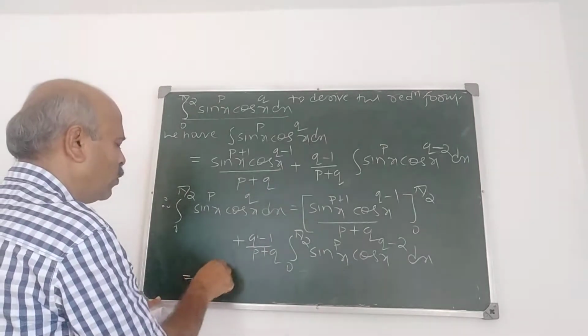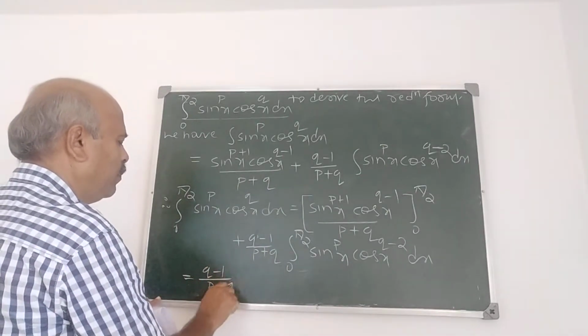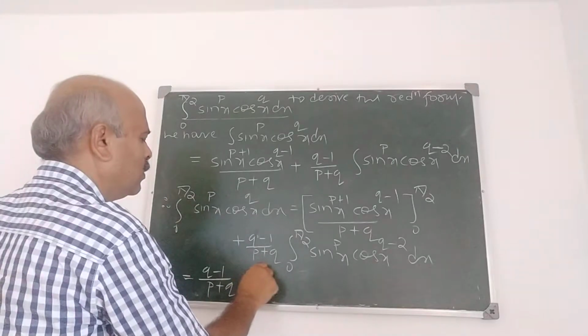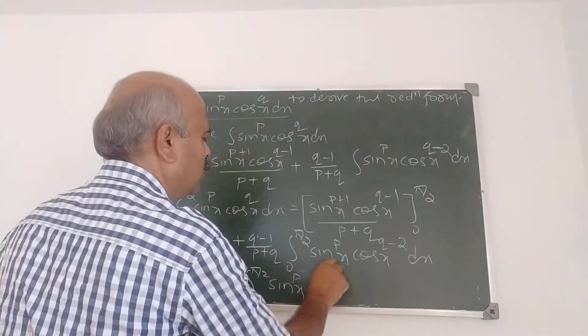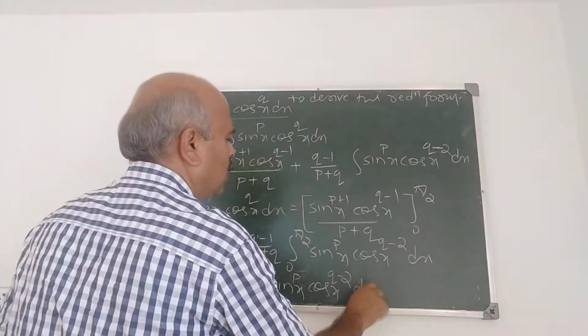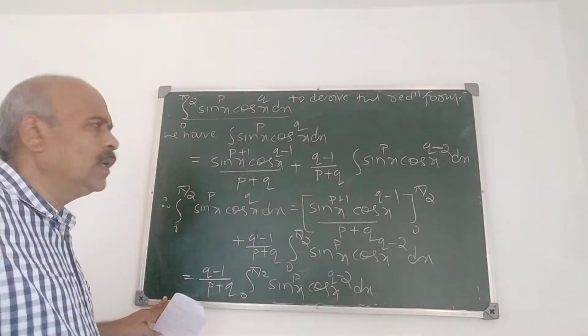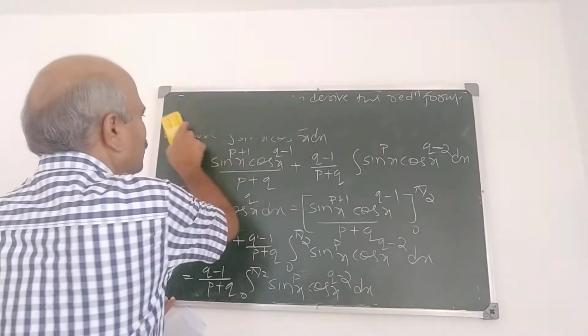So we get only q minus 1 by p plus q integral 0 to pi by 2 sin x raised to p cos x raised to q minus 2 with respect to x. Now see, we use this notation.